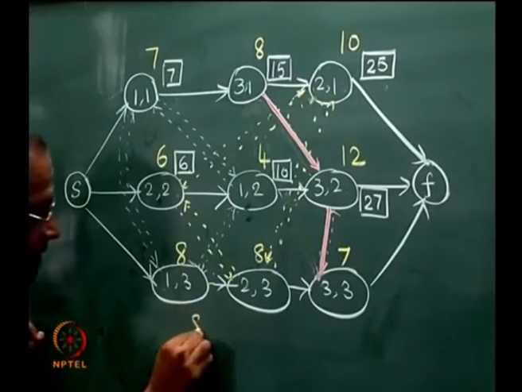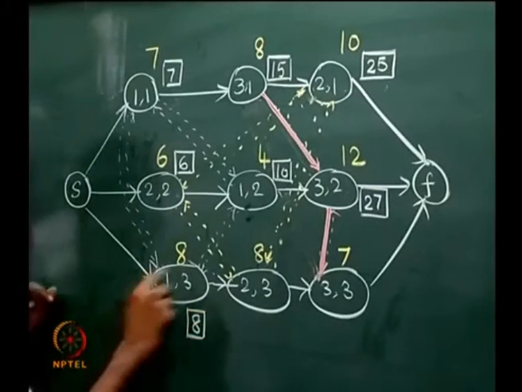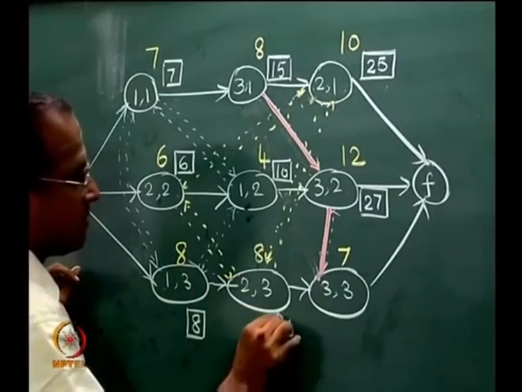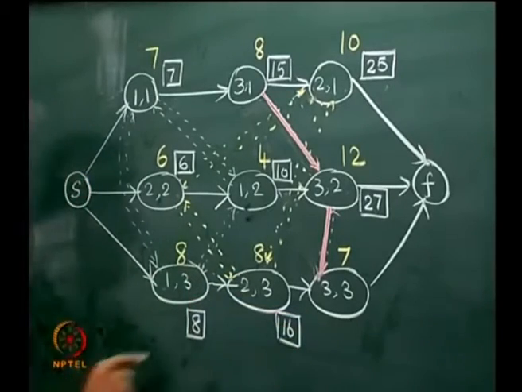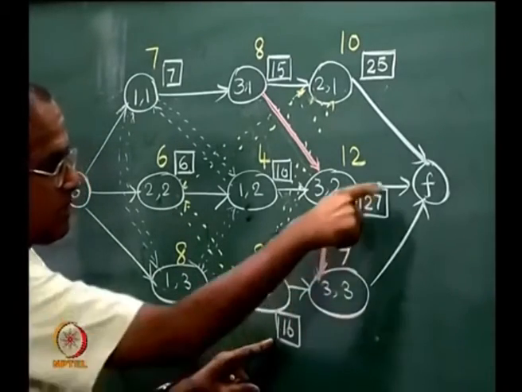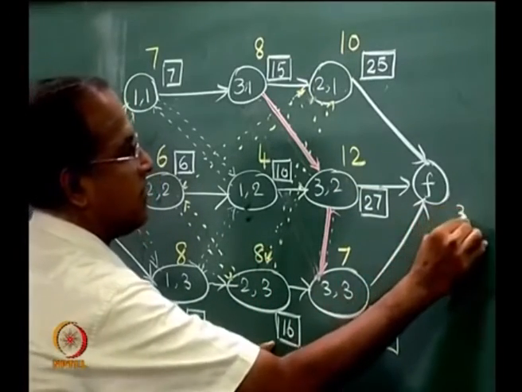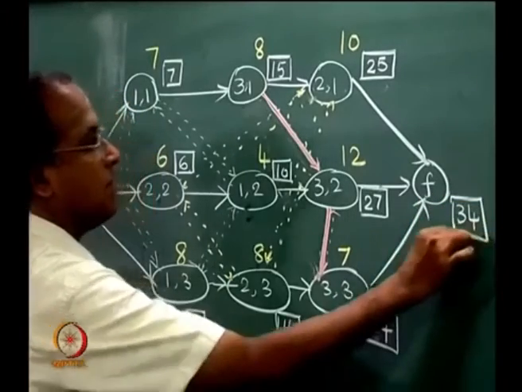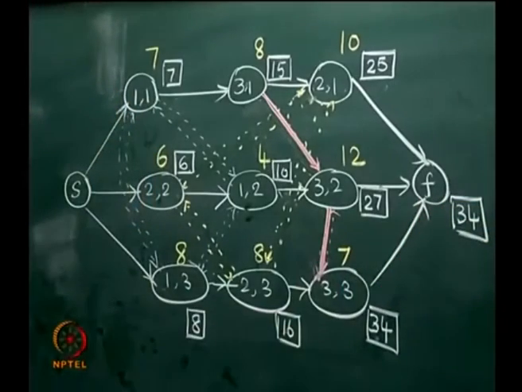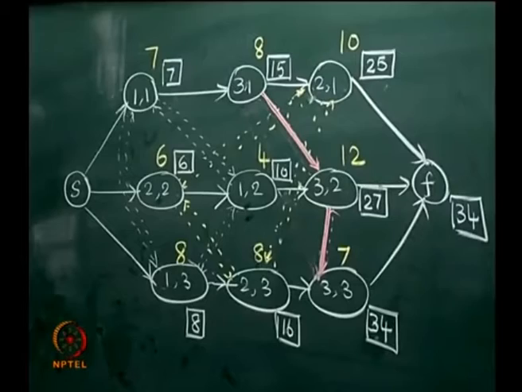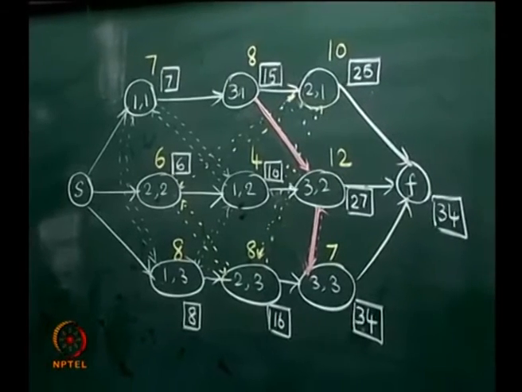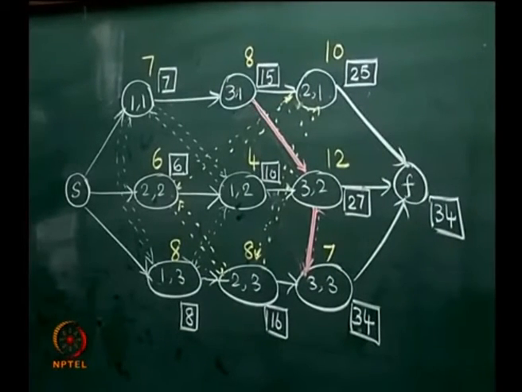Now, this will be 8, and 8 plus 8 is 16. Now, this will be 16 plus 7, 23; 27 plus 7 is 34, and the finish will be 34. Now, the lower bound on the makespan increases and it becomes 34, which is 27 plus 7. More importantly, it is the longest path on the network.